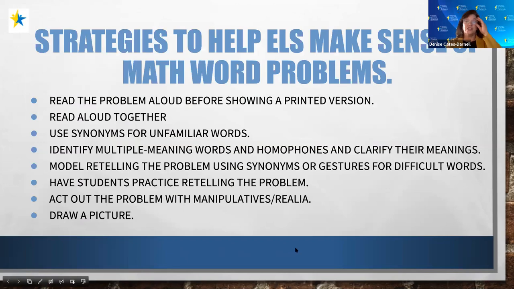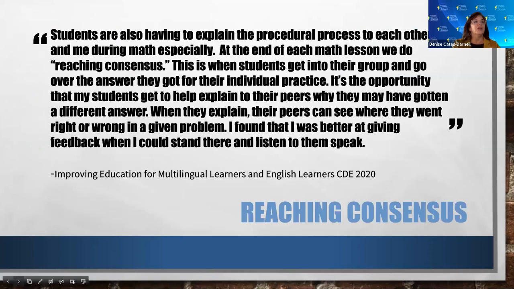So some of the strategies that we find that help kids to make sense of word problems are thinking about reading the problem aloud, right? Before showing a printed version, having students chorally read, maybe using synonyms for unfamiliar words as we're reading along and explaining, identifying words that may have multiple meanings or have homophones, and so we can clarify the meanings as they're going through. Sometimes we like to have students practice retelling the problem, or even thinking about acting out the problem using manipulatives, realia, or each other. Or again, we do come up with that strategy of drawing a picture so that can help me think about the problem.